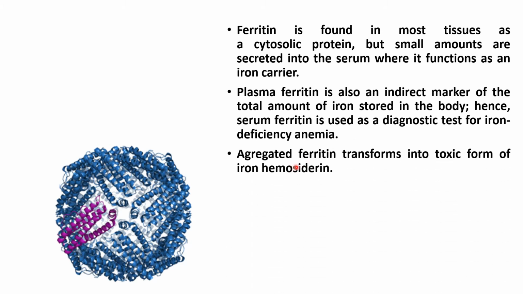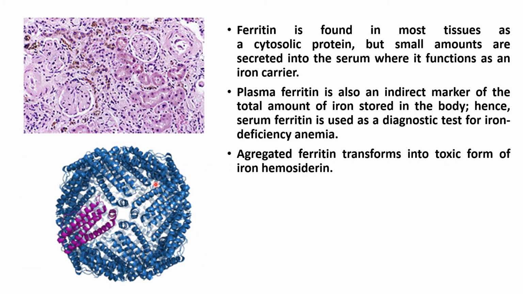Aggregated ferritin transforms into a toxic form of iron, hemosiderin. What is hemosiderin? Hemosiderin is an iron storage complex that is composed of partially digested ferritin and lysosomes. The breakdown of heme gives rise to biliverdin and iron. The body then traps the released iron and stores it as hemosiderin in tissues.